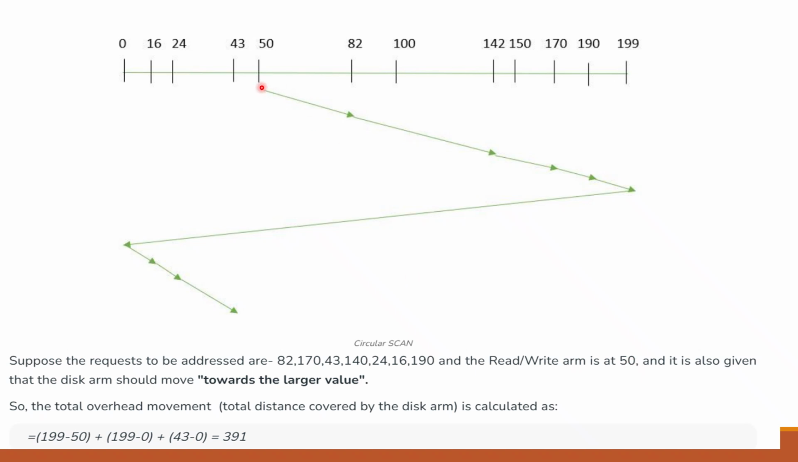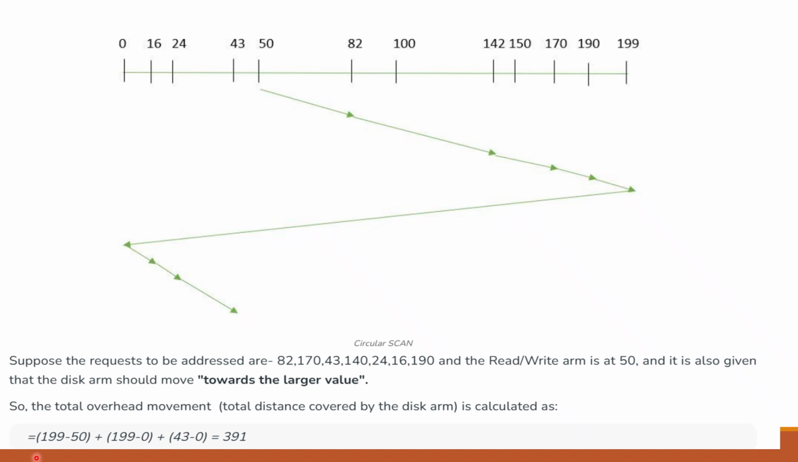As in scan, we will be going from 50 to 82 in one direction towards the larger value. So 50 to 82, then 140, then 170, then 190. After it reaches the edge, it will come to the beginning, which is 0. After it reaches, it goes to the next nearby position, which is 16. After that, 24, and last 43.